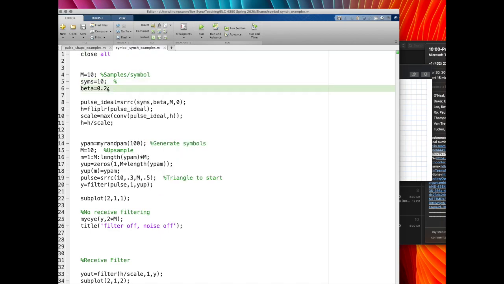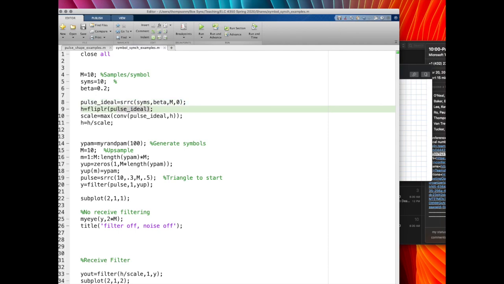We're going to use beta equal 2. Beta is the roll-off factor. So this is the ideal pulse shape. This is what we would know. If we were doing things ideally, we would have 0 offset. This is the offset parameter on a square root raised cosine pulse. And we would have these sample values, and all would be good.